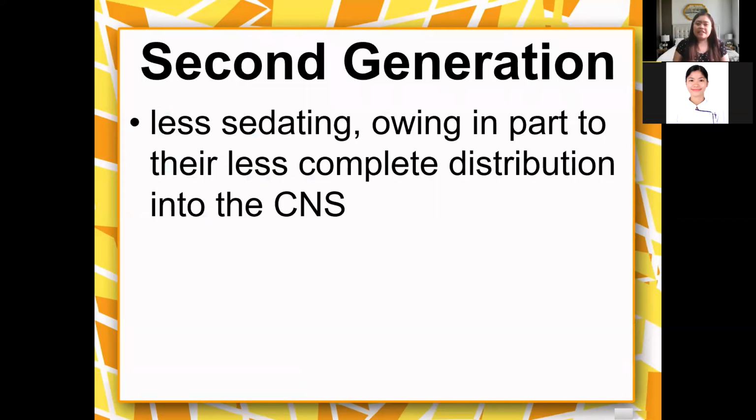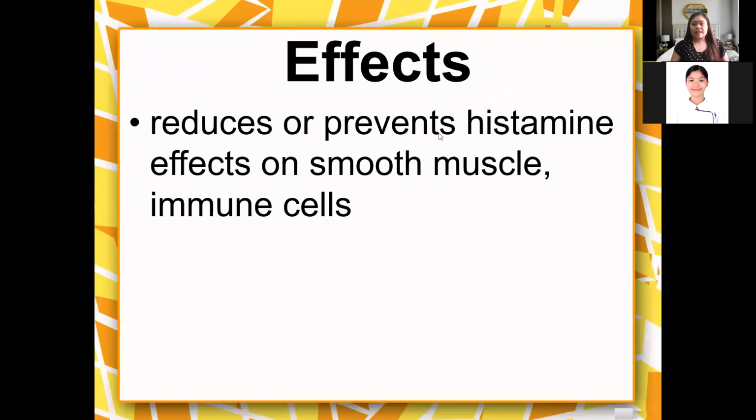Now, for the second generation class, though some of them can be sedating, the sedating action is lesser compared to the first generation. That is attributed to their character that they are not very lipophilic. They cannot 100% cross the blood-brain barrier. They are not completely distributed in the central nervous system. So again, their sedating effect is lesser. But nevertheless, they are both antihistamines. They will inhibit the histamine 1 receptor.